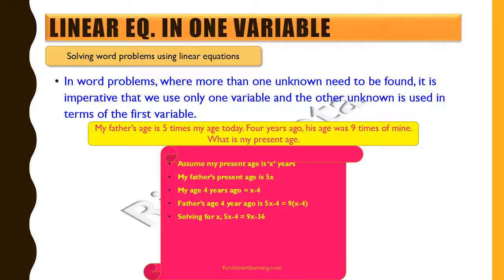So 5x minus 4 becomes equal to 9 times of x minus 4. Solving this for x, we get 5x minus 4 is equal to 9x minus 36. We say 5x minus 9x is equal to minus 36 plus 4, which makes it minus 4x is equal to minus 32. x is equal to 8 years. So my current age is 8 years and my father's current age would be 40 years.